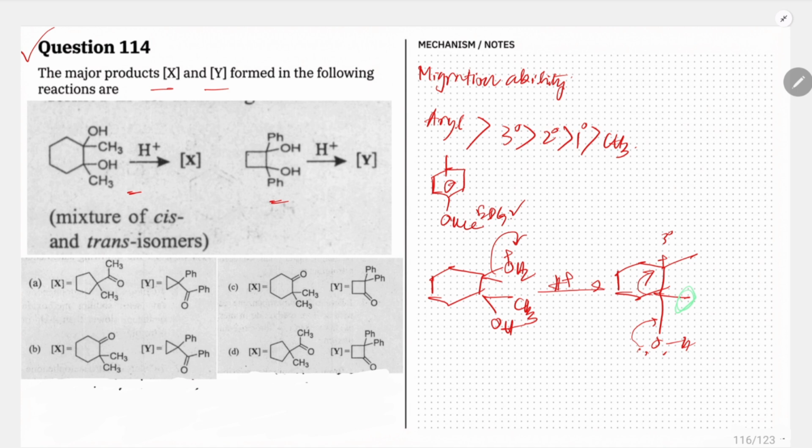One is this alkyl methyl group, and another is this alkyl group, that is 2 degree. So the migration tendency of this ring is higher in comparison to CH3. So finally it will give a 5-member ring containing this CH3, then this is COCH3. This is the final product.